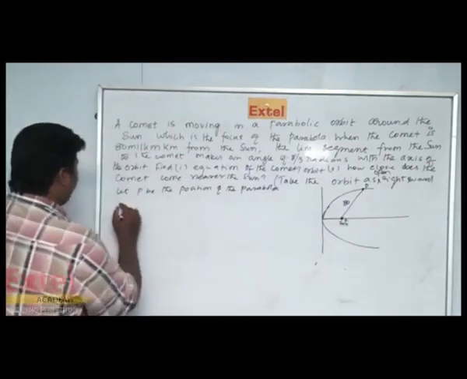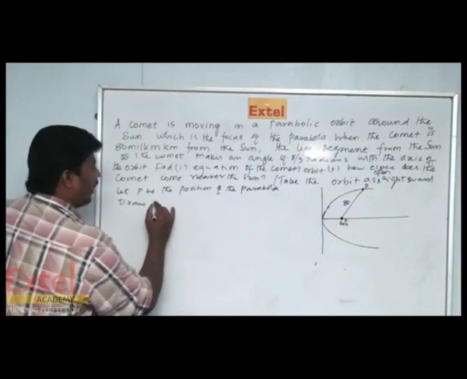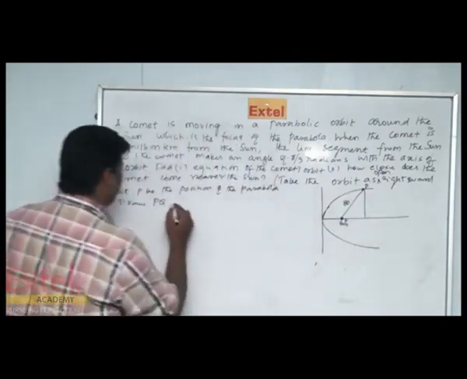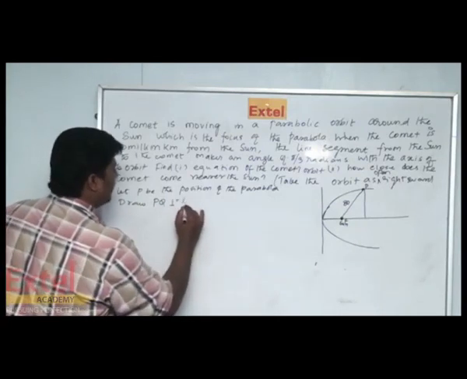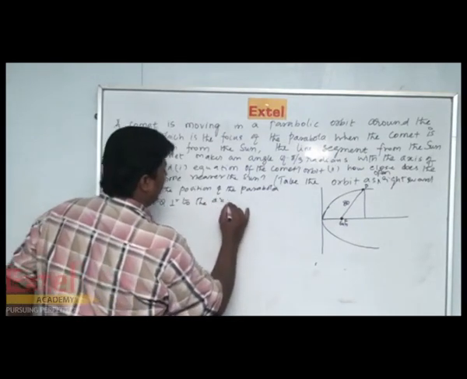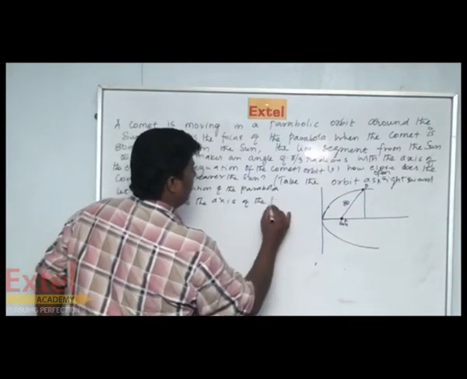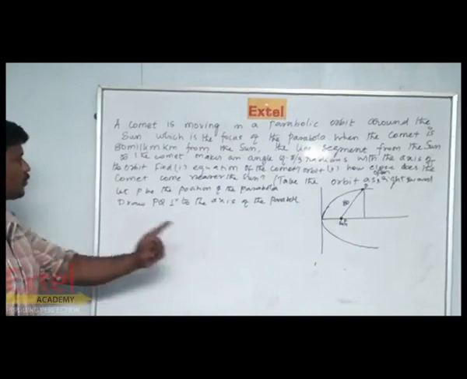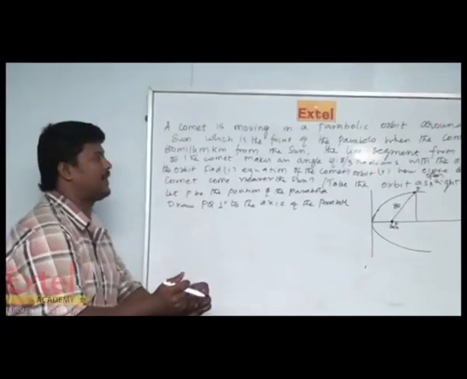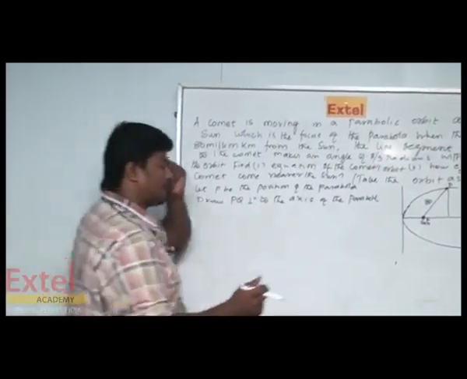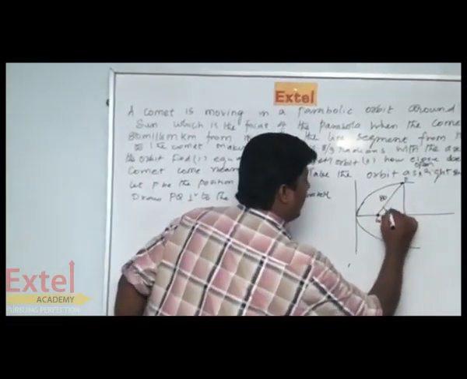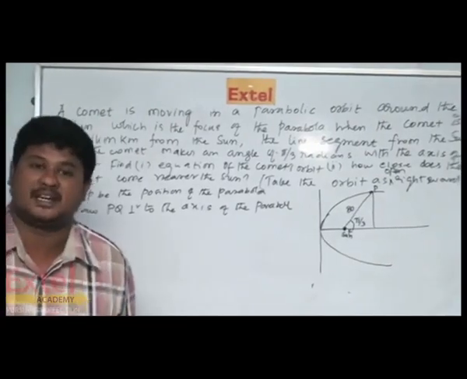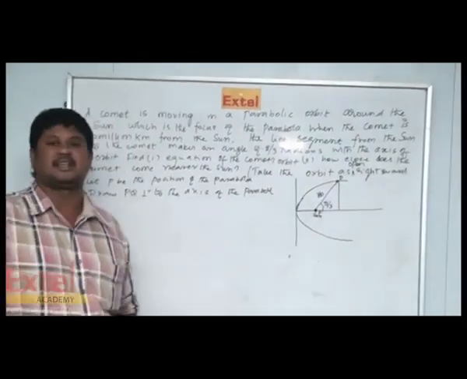Now I am drawing a line. Draw PQ perpendicular to the axis of the parabola. It is given that the line segment from the sun to the comet makes an angle of pi/3 radians with the axis of the orbit. Therefore I am taking pi/3 as the angle.